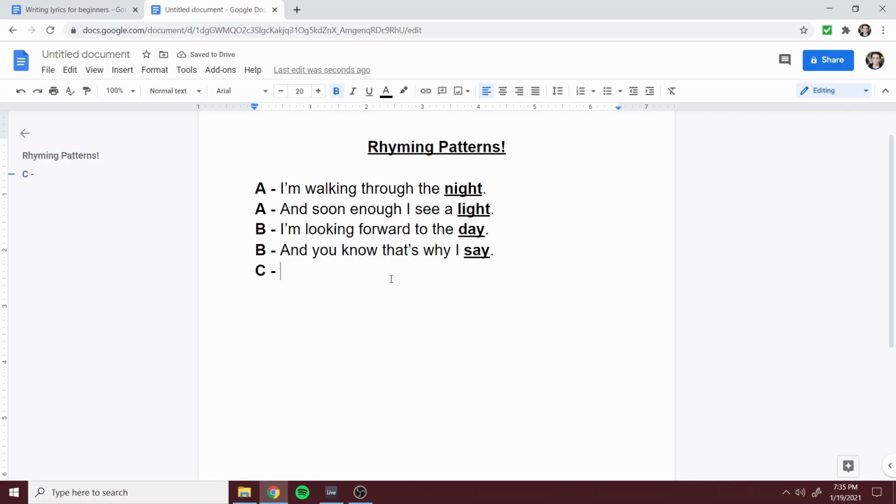So we can write, I really like my friends. Yes, this isn't the best lyric writing, but hey. Okay, so I really like my friends. It does not rhyme with any of these, so it becomes C. If it did rhyme with night or light, it would become A too. But it's C because it does not rhyme with these.